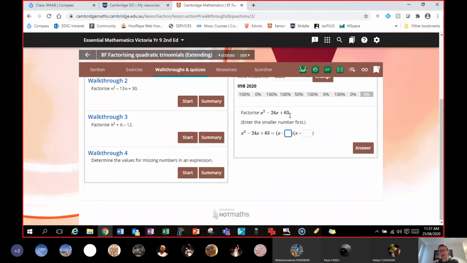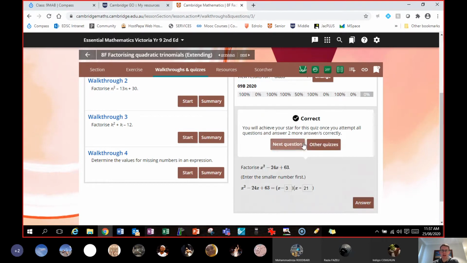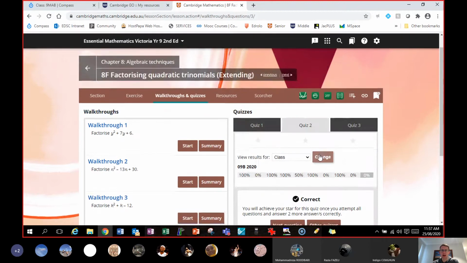So I'm also thinking it's probably going to be a bit higher than that. 63, what else goes into 63? 21 times 3. 21 times 3 would give me 63. And it would also give me the sum of 24. Let's do the smaller number first, apparently. I don't really care about that. Yay! Okay, and that is it.